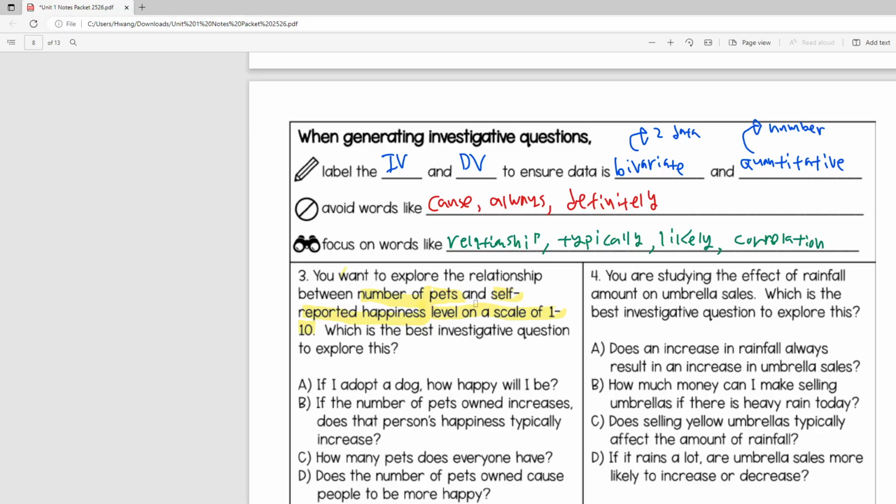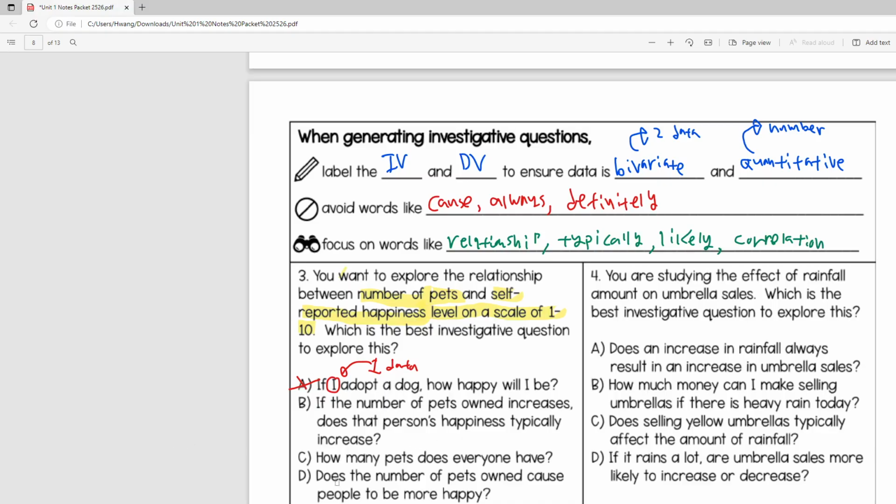First, if I adopt a dog, how happy will I be? That is indeed a very bad example because it has the word I, which means there's only one data. If you only have one data, then you cannot even have a scatter plot in statistics. I'm going to skip B and move on to C because I want to show you the bad examples first.